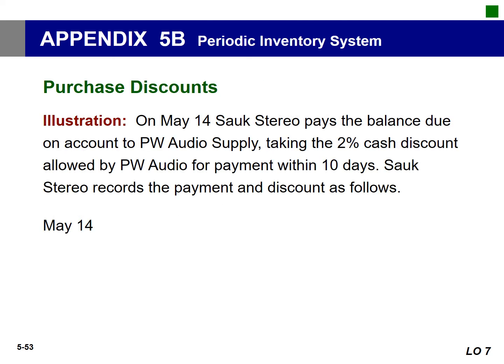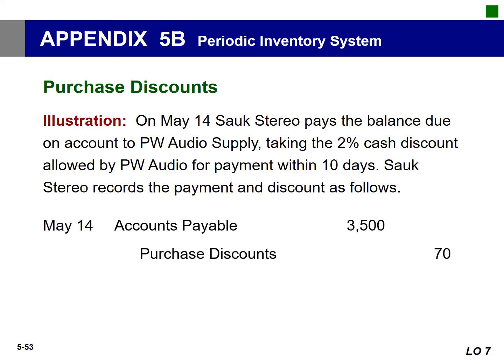And then the payment of the amount owed less the 2% discount under the periodic system, we're going to debit accounts payable for $3,500 just like we did under the perpetual system. Instead of crediting the inventory account for $70, we're going to credit purchase discounts for $70. Of course, our other credit to cash is the same, $3,430.